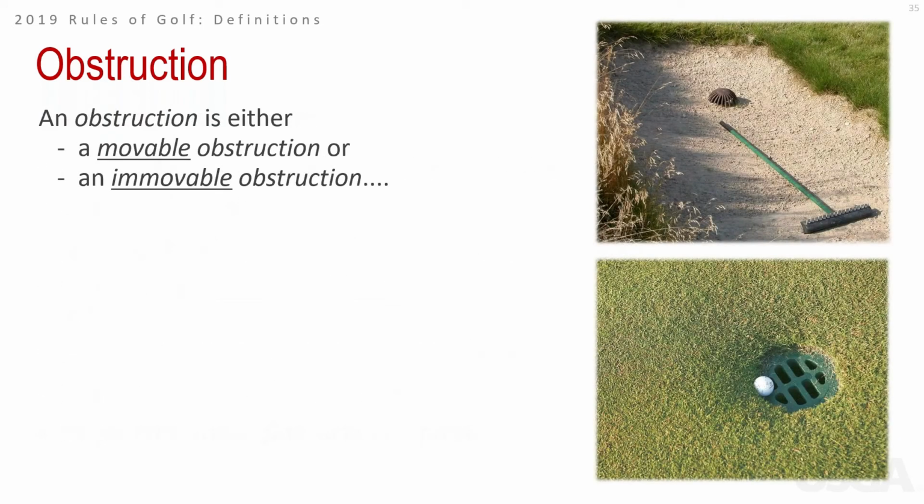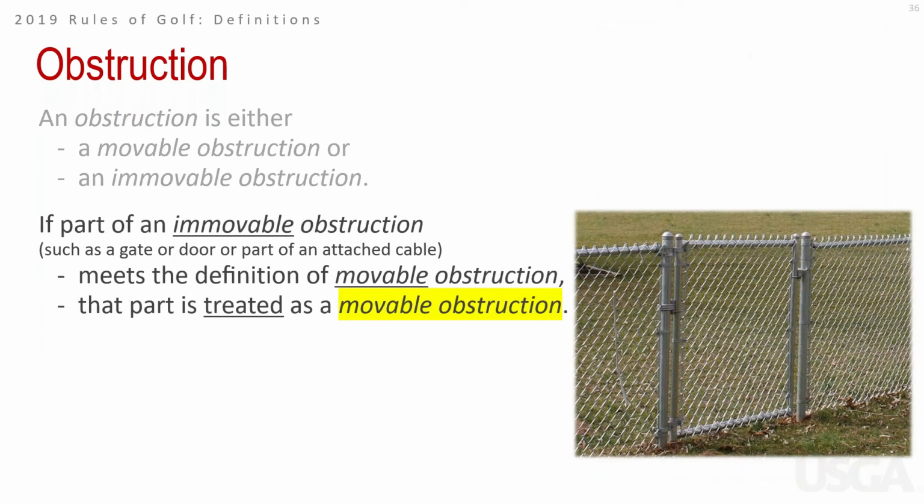Again, like I had said, there are movable and immovable obstructions. However, if part of an immovable obstruction, such as a gate or a door of an attached cable, meets the definition of a movable obstruction, that part is treated as movable. For this example, we're saying this fence is not a boundary object, but we're saying it is an immovable obstruction. Well, the gate itself is movable. So if the player wishes, he or she may make that part movable and play their shot, or they may take the relief if the immovable obstruction gives them interference.